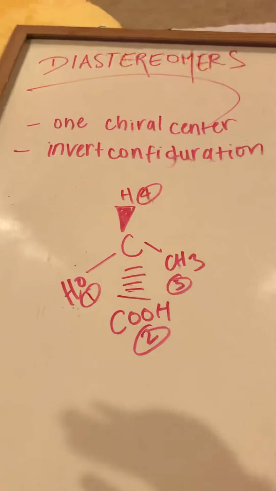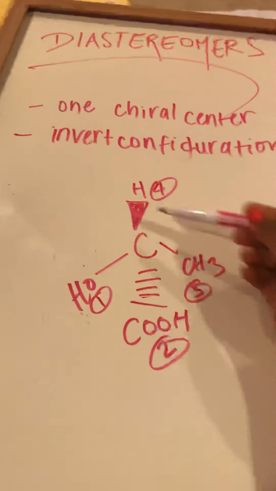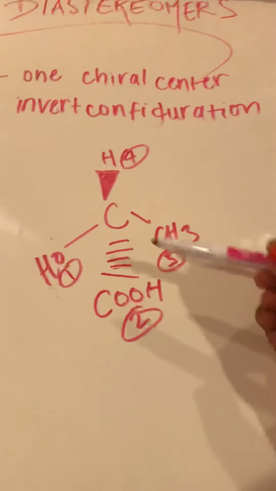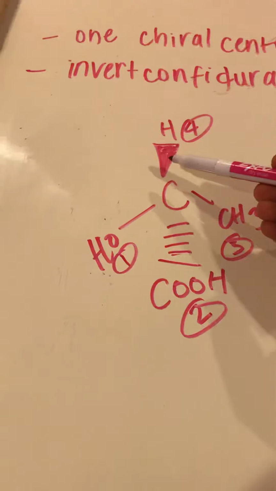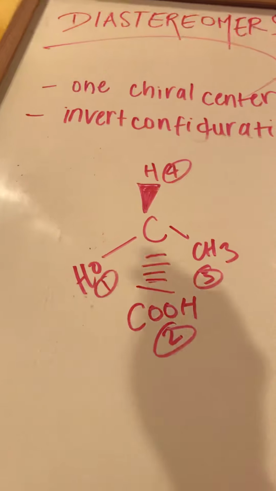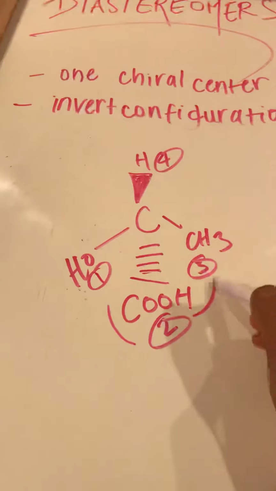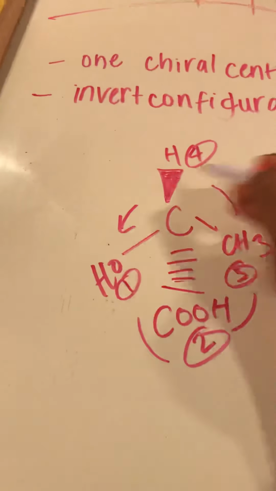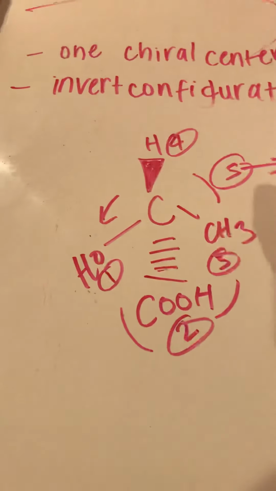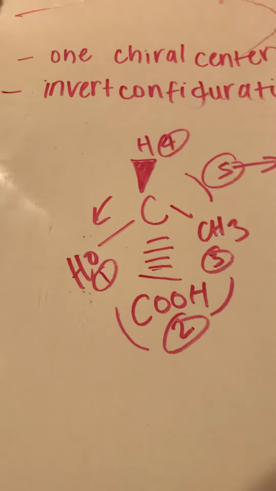So what you do is label it as you normally would if it was just a regular stick figure without any wedges or dashes. Then if your lowest priority group is on the wedge position, you would have to invert your overall stereochemistry at the end. Right now, in this order, you're going in the S direction, but since your lowest priority group is on the wedge, you have to flip that, and that would now become R. So this would be the R configuration for this particular compound.